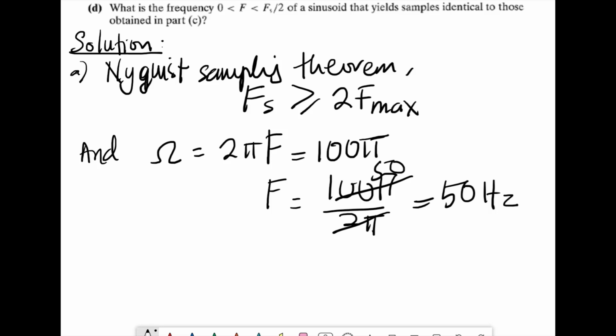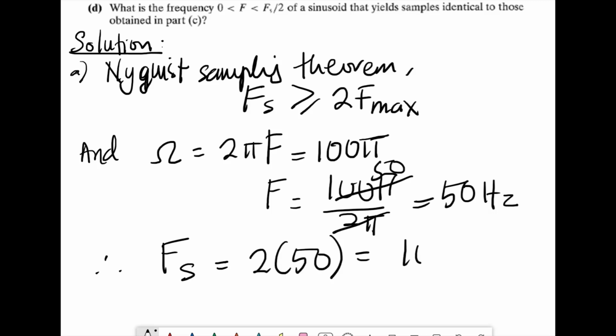Now, to fulfill the sampling theorem, we say that Fs must be equal to 2 Fmax, which is 100 Hertz. Okay, so therefore that is your minimum sampling rate for this particular sinusoid.